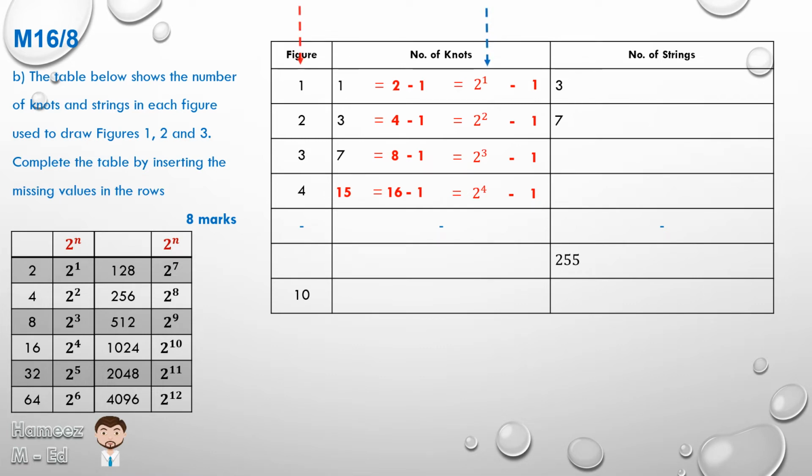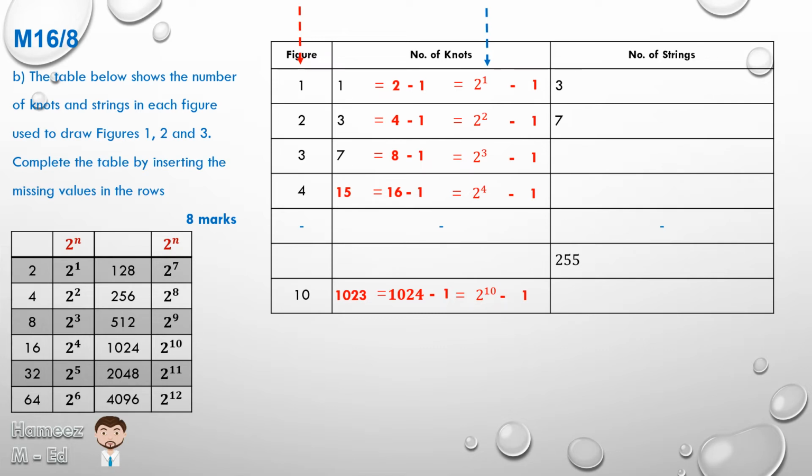As such, we could go down to look at figure 10. Figure 10 will then be 2 to the power 10 minus 1. And if we look at our little table on the side, 2 to the power 10 is 1024. So we can see that is equal to 1024 minus 1, which is 1023. Right. So we solved most of the second column except for the missing values there.